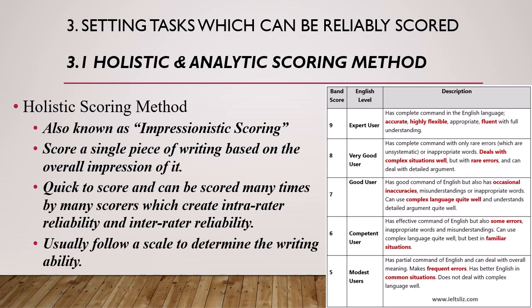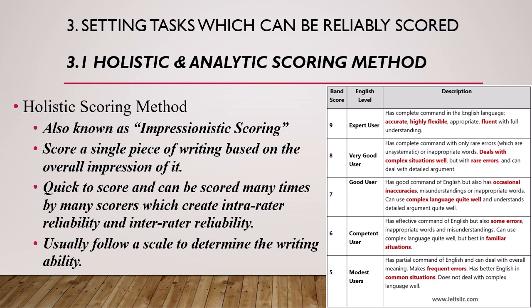So with holistic scoring method, we focus on the overall quality of the writing, not every single detail. So at first glance, after going through your writing, they would just go, all right, I think this writing deserves an 8 or something like that. So it's fast, it's easy, it's quick, and multiple people can correct that same paper, that test paper, right?